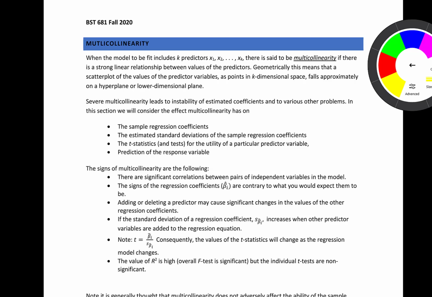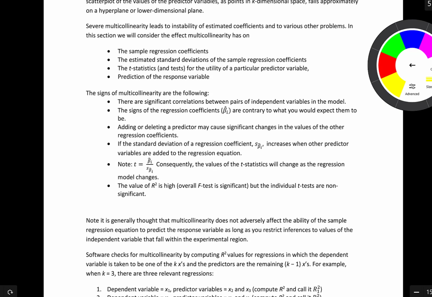Severe multicollinearity leads to instability of estimated coefficients and to various other problems. And so we're going to consider the effect that multicollinearity could have on the sample regression coefficients, the estimated standard deviation of the sample regression coefficients, the t-statistics, and the prediction of the response variable. And so there's several signs of multicollinearity that you want to be aware of. So I'm going to have you pause the video and just read through these different signs. So these are all things that you want to look out for.